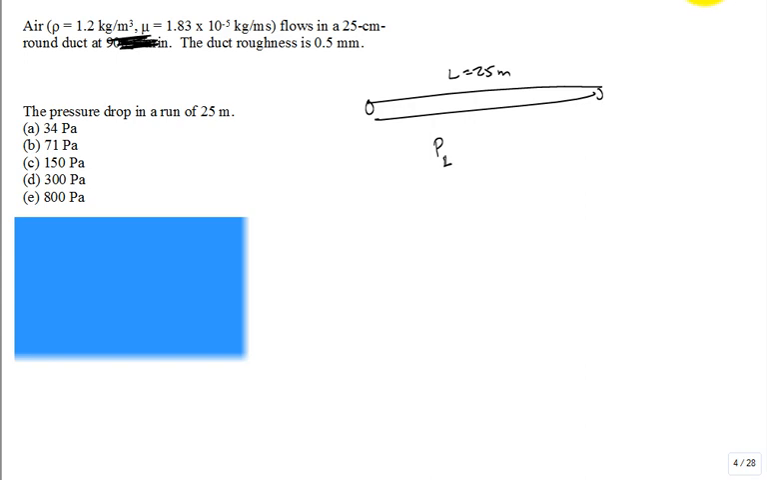Can't believe I failed to change that. It's 500 liters per second. That's what it was supposed to be. That's the same flow rate as on the previous slide.